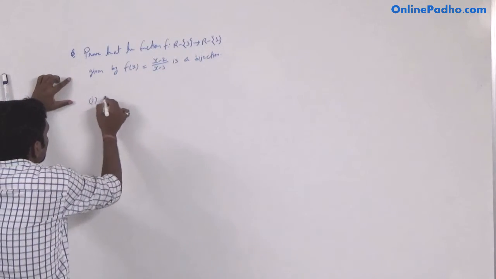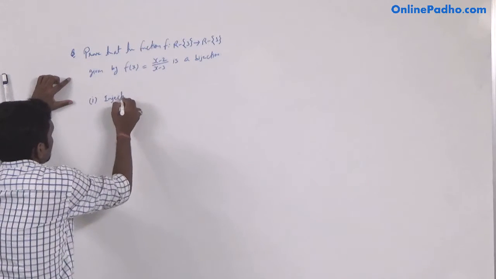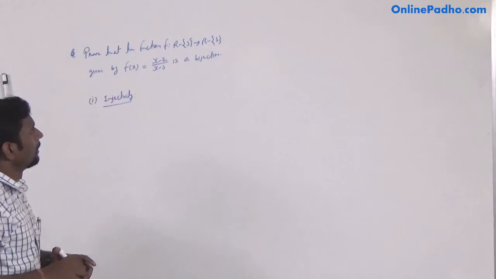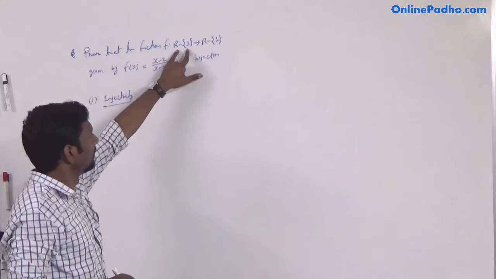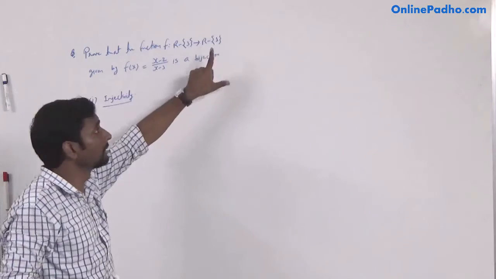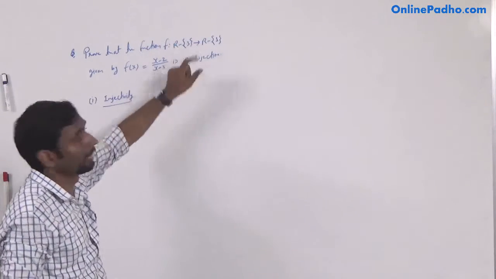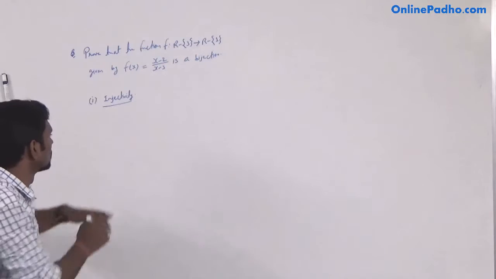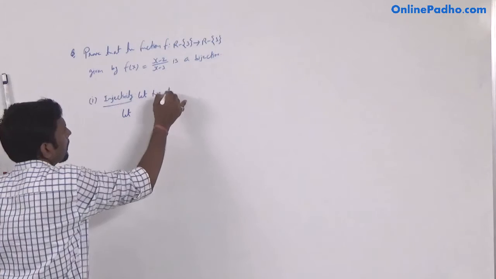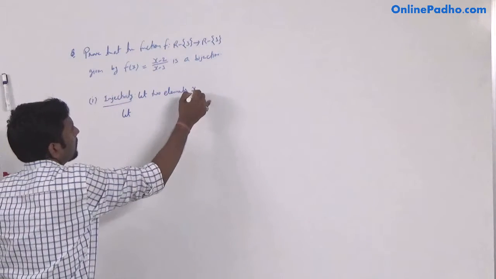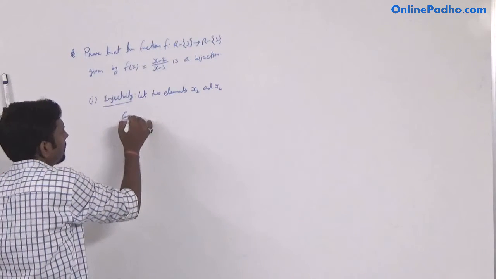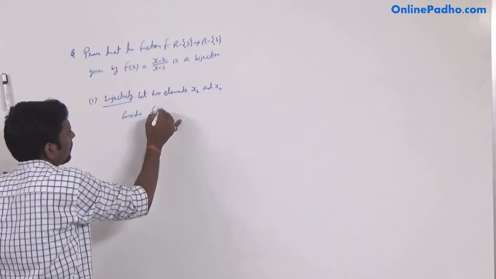To check the injectivity, there is a formula. How to check the injectivity? According to mapping, the domain is all real numbers but not 3, and the co-domain is all real numbers but not 1. This is called the co-domain and this is called the domain. For injectivity, we have to consider two elements x1 and x2, and consider f(x1) is equal to f(x2).